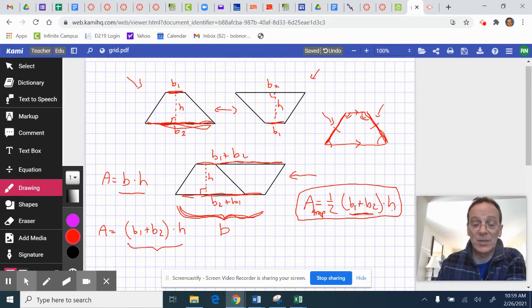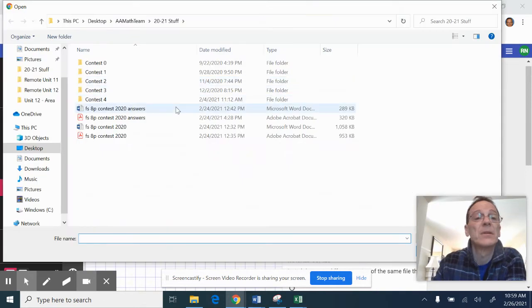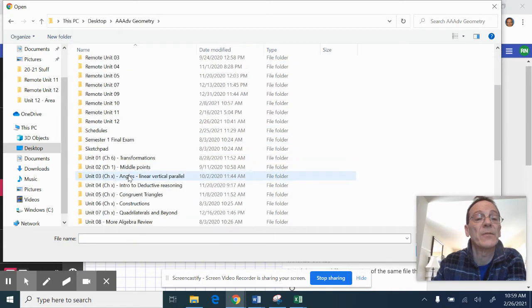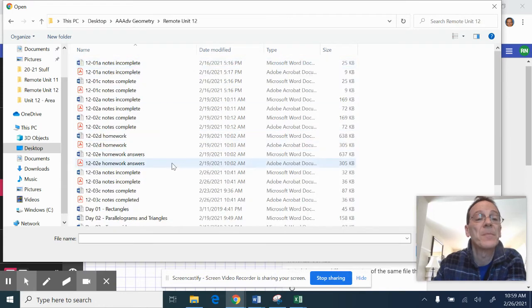Let's go look at some example problems. Okay, let me open up a new sheet here. Let's see. Go to the computer. Should have been more ready for this, but that's okay. Oop, remote unit 12.